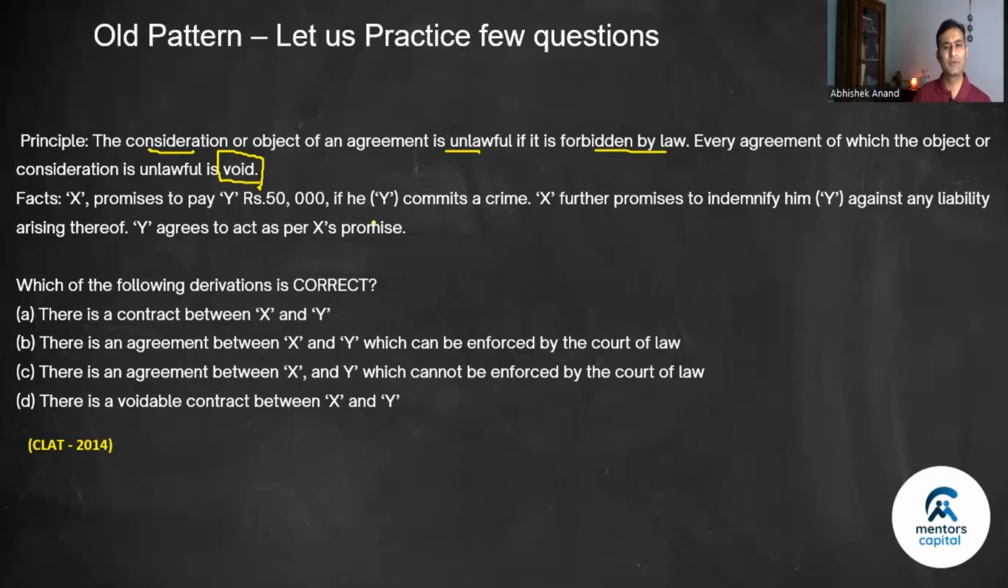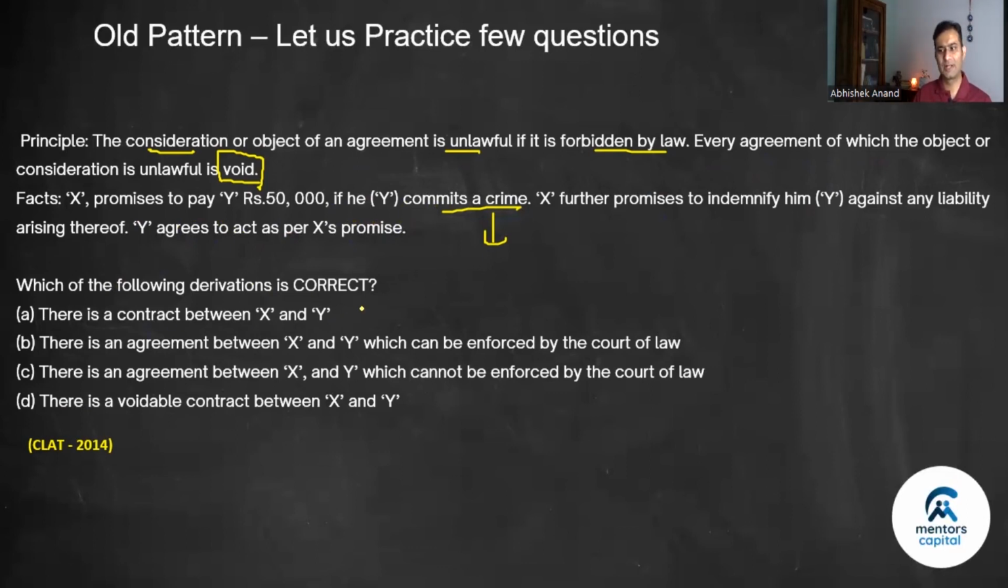Now we have to figure out whether the consideration in a given fact scenario is unlawful or not. X promises to pay Y rupees 50,000 if he commits a crime. So this is unlawful. So this consideration is unlawful, the agreement would be void. X further promises to indemnify him against any liability arising thereof. Y agrees to act as per X's promise. Which of the following derivations is correct?